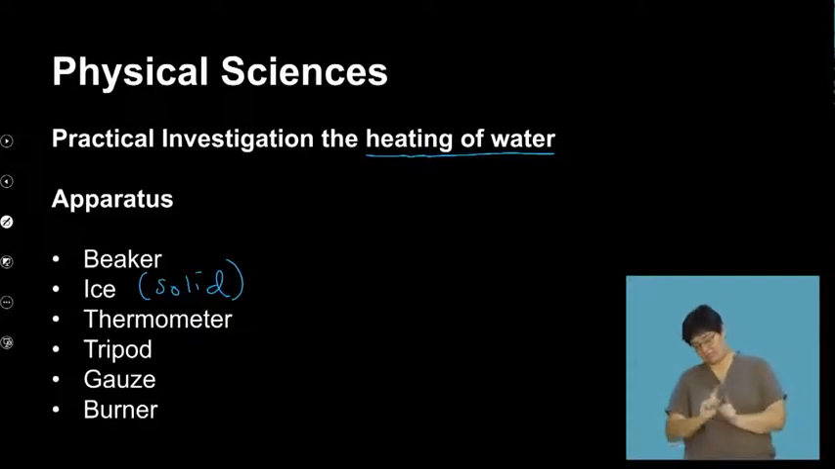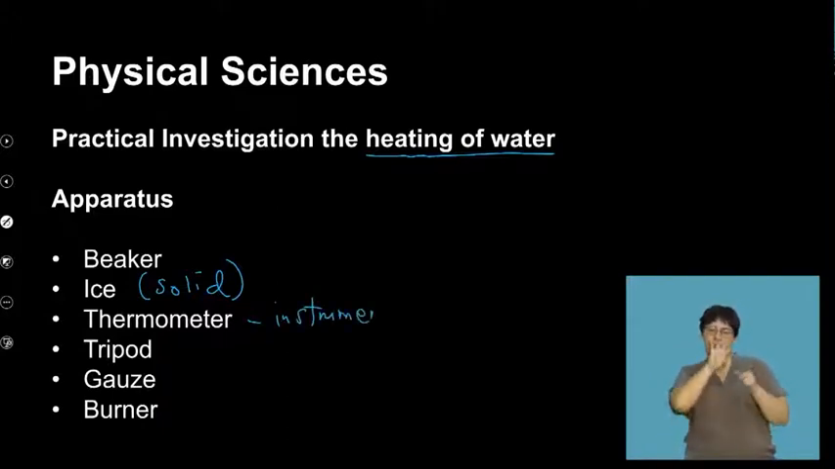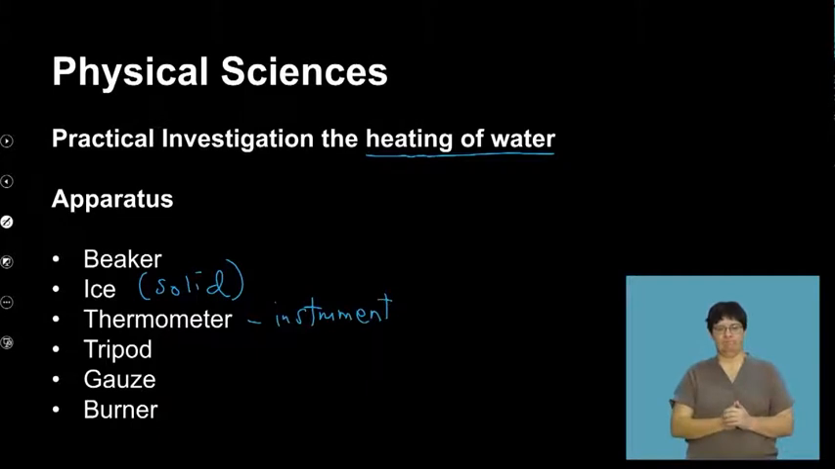Then a thermometer is an instrument that we use to measure temperature. We'll also have a tripod stand on which we'll place the beaker for us to be able to heat water, and then the gauze becomes the platform on which the beaker is placed, and the burner becomes our source of heat energy.